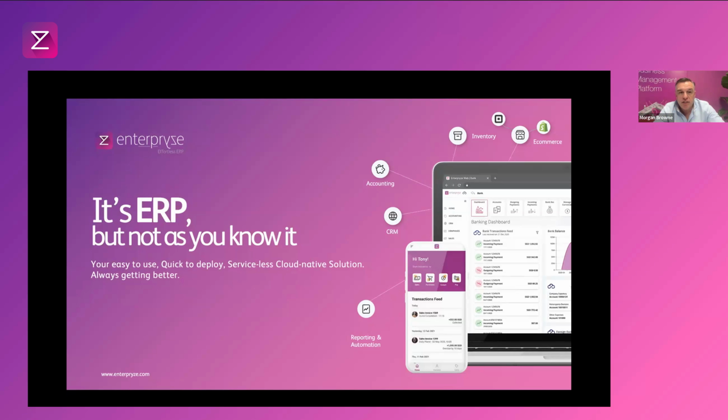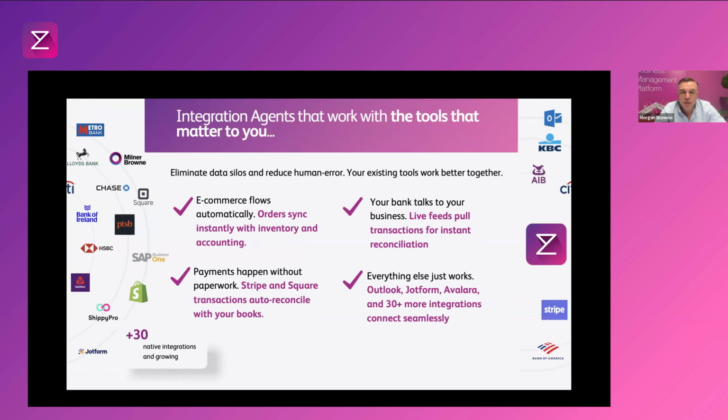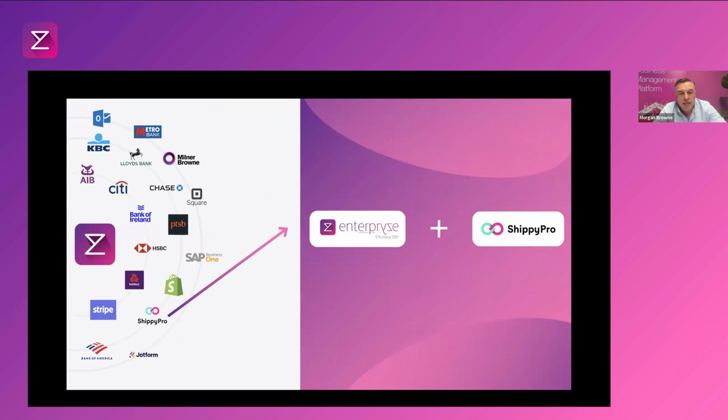So I'm joined today by Jason, who's going to take us through a little bit of that. But ultimately, just to give you a bit of an essence of how it works within Enterprise, you're familiar already with the way the integration agents that we've built within Enterprise work. So we've got Stripe and Square and Shopify and WooCommerce and ShippyPro and all of these other native integrations that are part of the core solution. And now ShippyPro takes its place within that marketplace.